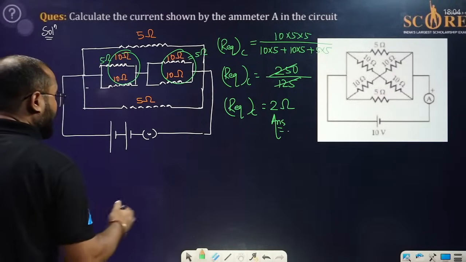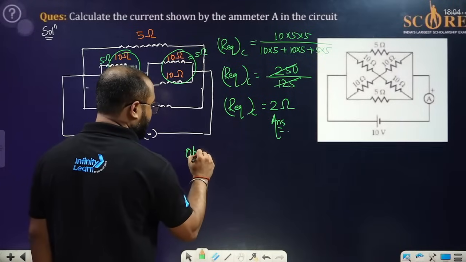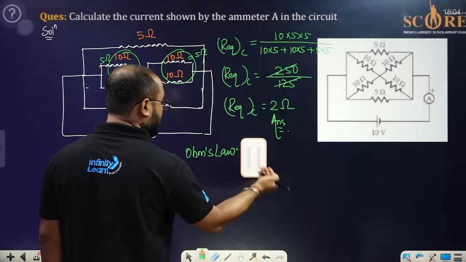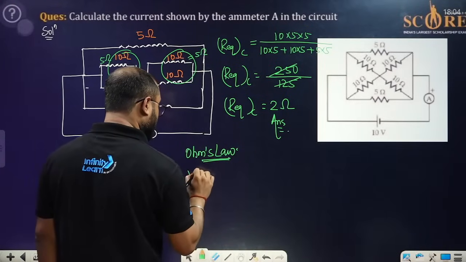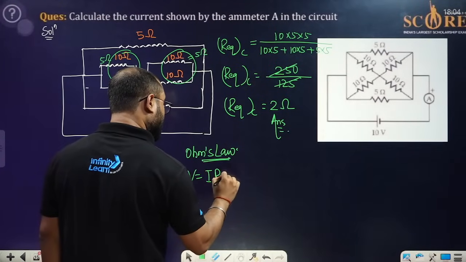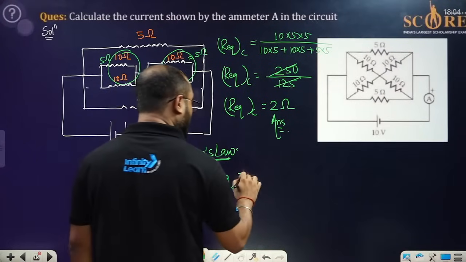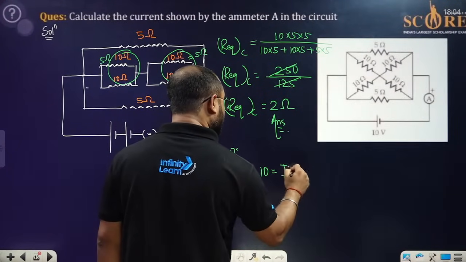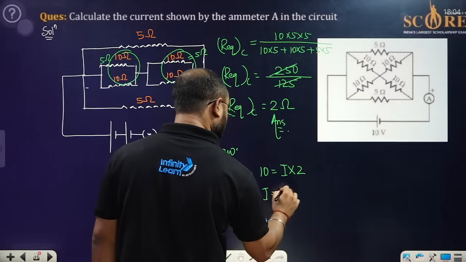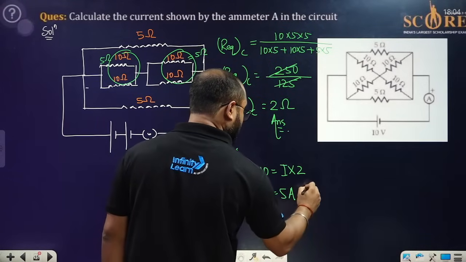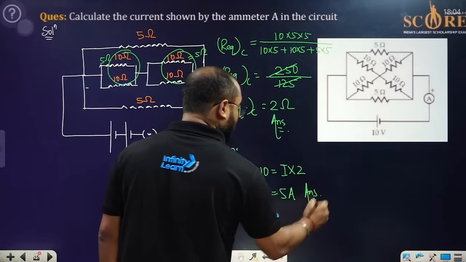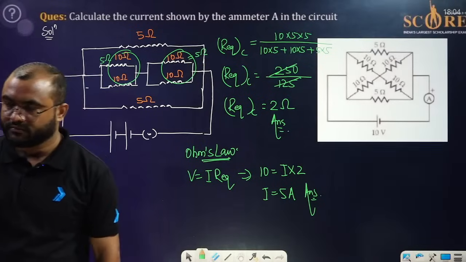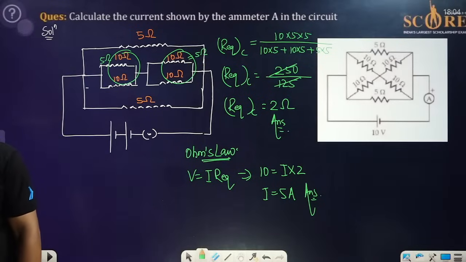So if you want to find out the current, everyone, Ohm's law, we know V is equal to IR. Here the R is the R equivalent. So the potential difference is given to us, that is 10, which will be equal to I multiplied by 2. The value of I is coming out to be 5 ampere. So 5 ampere current will be moving through the ammeter. Simple.